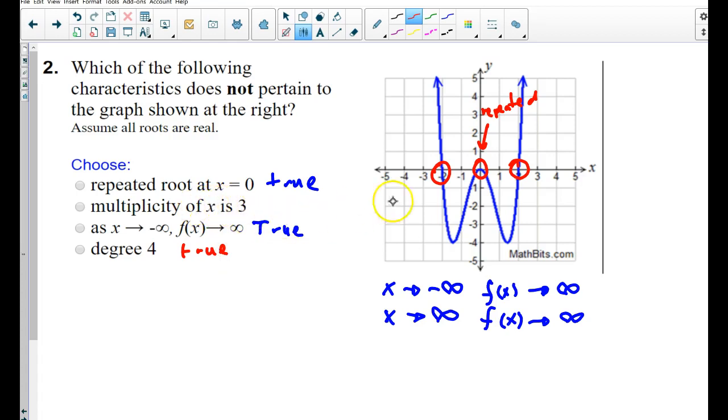And we could see that this is the only choice left over, and we don't really have a whole lot of information, but we don't see a multiplicity everywhere, just at 0.